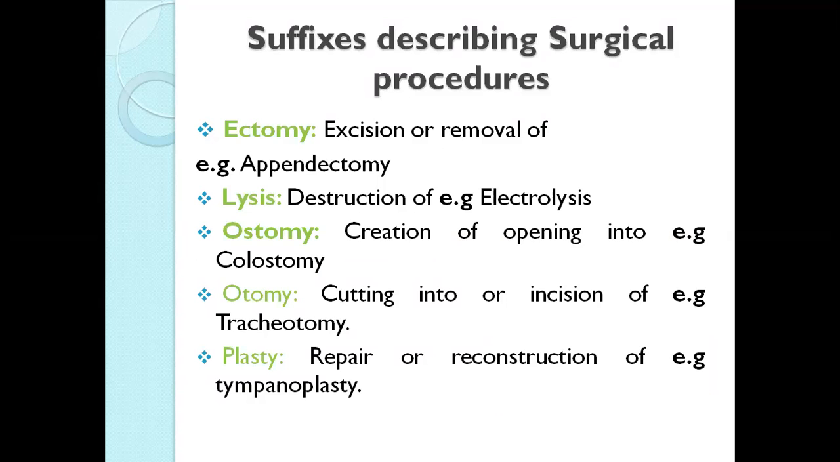And plasty, whenever we say plasty, it means a repair or reconstruction. For example, tympanoplasty, which is what happens inside our ear. We have a tympanic membrane, or the eardrum. In some people, maybe because of an accident or congenitally, from their birth, they would have some problem with that, so they repair it. That is called tympanoplasty, where they do some form of repair or reconstruction. So these are some of the suffixes which we usually use in so many surgical procedures.